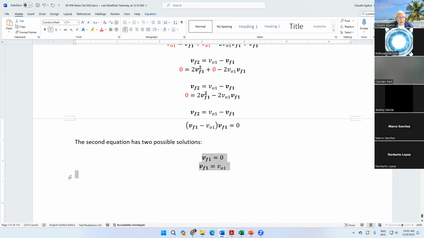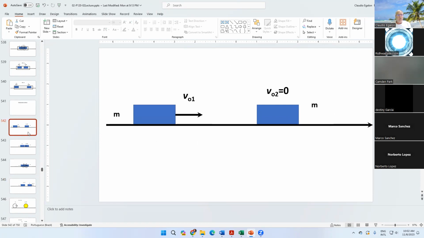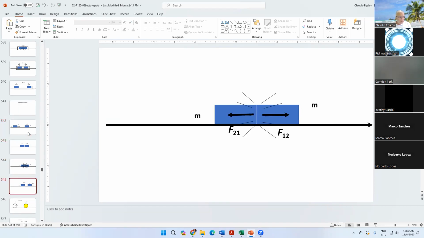Okay, so I finally got that. And now we have to analyze those 2 solutions. Which one is the physical one? Which one is the physical solution? Which one is the correct one? The final velocity of one is going to be 0 or is going to be equal to its initial velocity, right? That's what we have to analyze. Let's take a look. We have to visualize that right here. Okay, one solution states that the initial velocity of one is v01, and the final velocity of one is going to be 0.